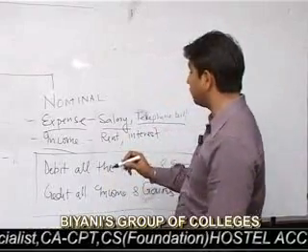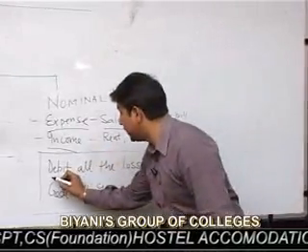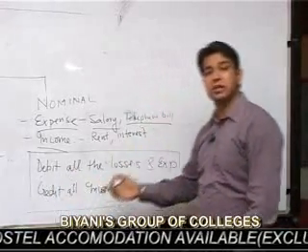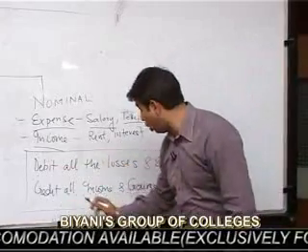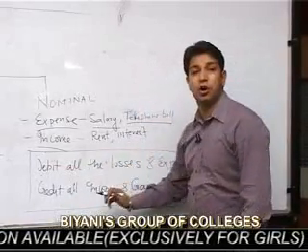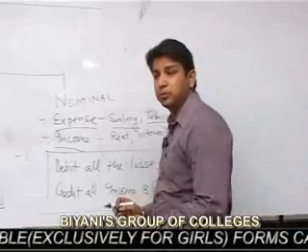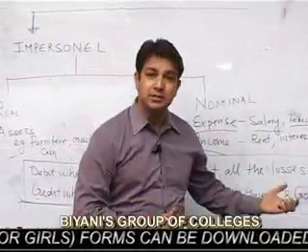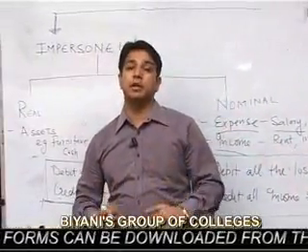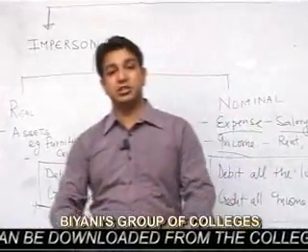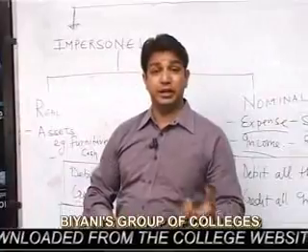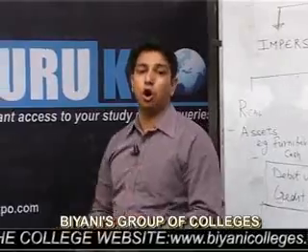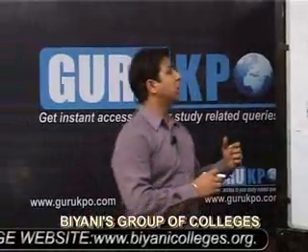Now, what is the rule of this nominal account? Debit all the expenses and losses. Credit all income and gains. Suppose we paid a salary to our employee. Salary is an expense, so it will be debited. At the same time, if we received interest, that means interest is an income, so it will be credited. So, this is all about the golden rules of accountancy.